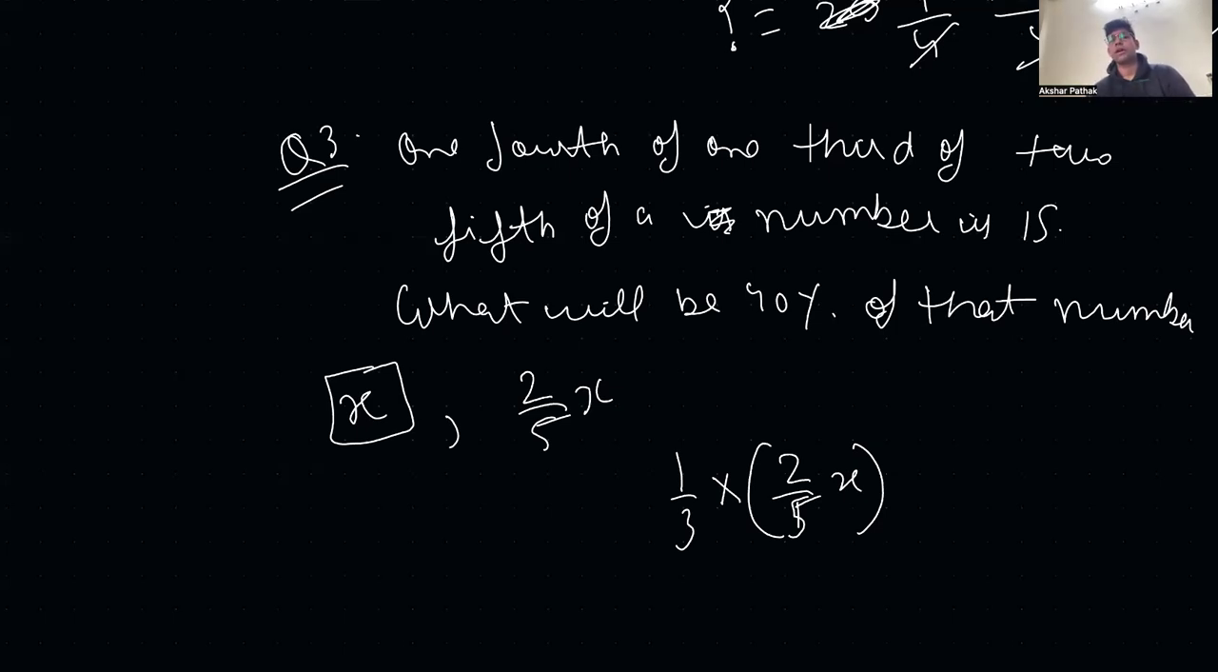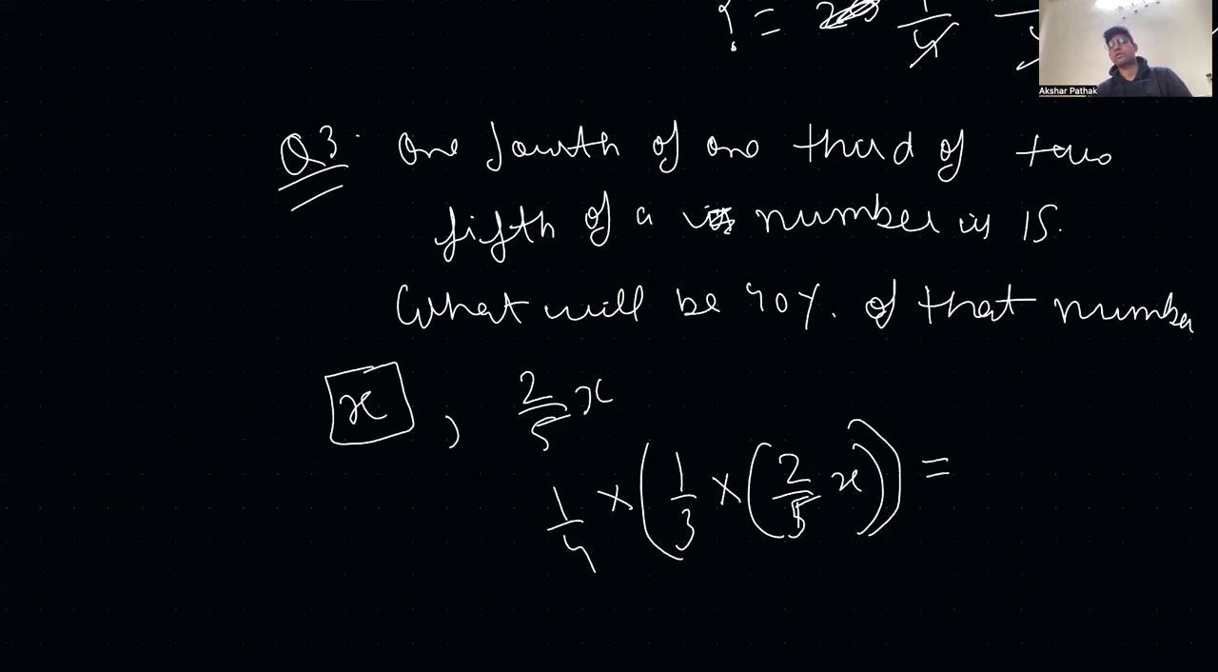So 1 by 4th of y, what will be 1 by 4th of y? 1 by 4th of this number. Whenever you encounter these type of questions, you can just start multiplying 1 by 4 into 1 by 3rd into 2 by 5 into x. Okay, and this number is 15.